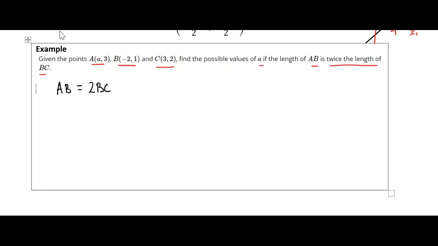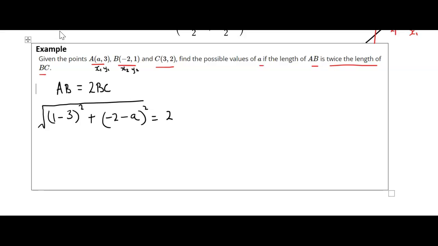So for AB, I'm going to use the distance between two points formula. Let's label them x1, y1, x2, y2. We're going to have 1 minus 3 squared, and you can see I'm going to have a negative 2, but remember when you square it, it's going to be positive anyway. And then negative 2 minus a squared, and the square root of that. So that's the distance AB.